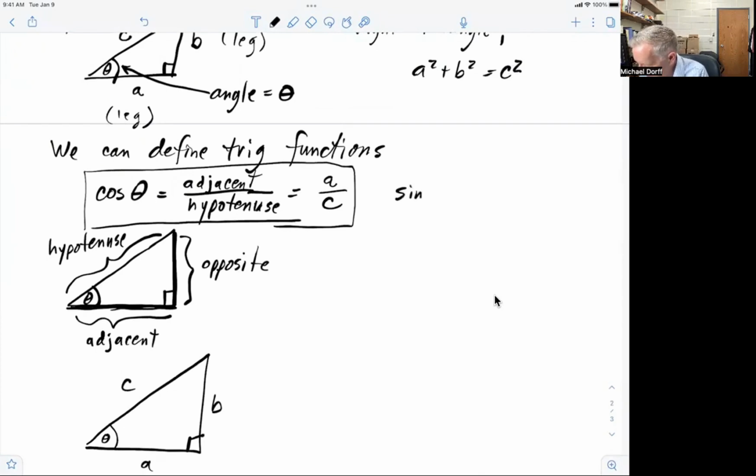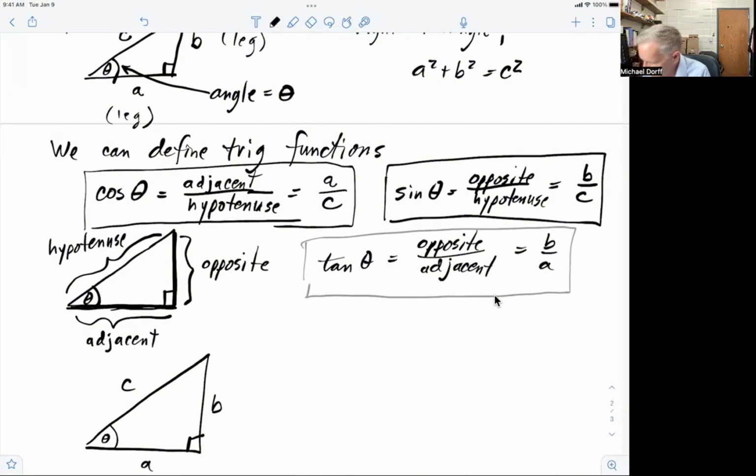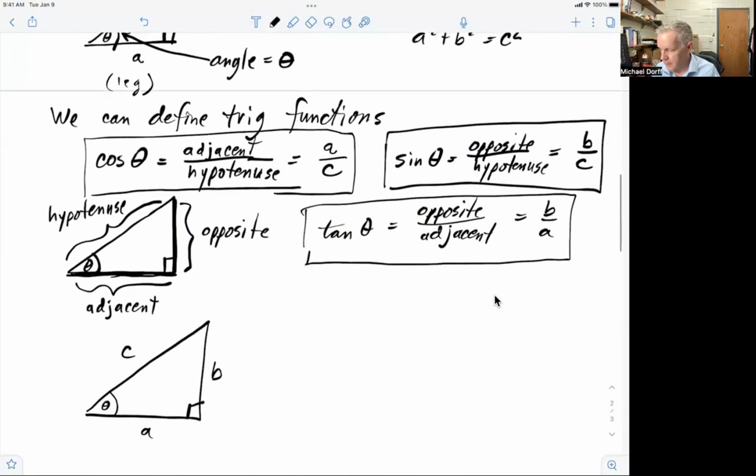Likewise, we can do sine of theta, and that is the opposite over the hypotenuse. And in this case, it's going to be B over C. And finally, we can do the tangent of theta, which is opposite over adjacent, and that's going to be B over A. And so that's one way we can define these three trig functions: cosine, sine, and tangent.